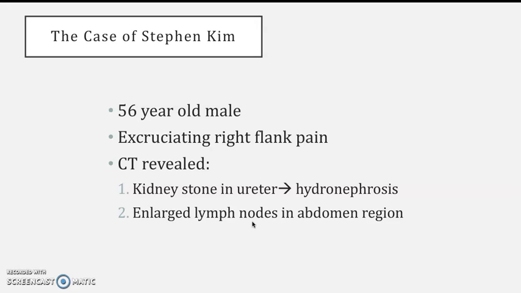So our case is the case of Stephen Kim. He's a 56-year-old male. He went to the ER because he had excruciating right flank pain, which is pain in the back and the right side of his abdomen. A CT scan revealed that he had a kidney stone in the ureter, which was causing hydronephrosis, or the swelling of the kidney due to urine backup. And he also had enlarged lymph nodes in his abdomen region.